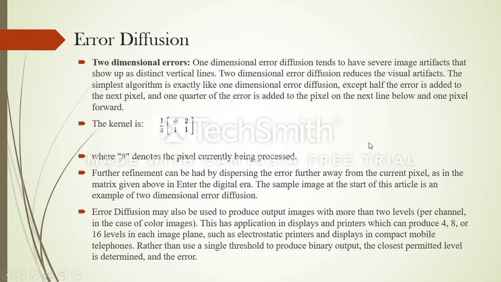Error diffusion may also be used to produce output images with more than 2 levels. This has application in displays and printers which can produce 4, 8 or 16 levels in each image plane, such as electrostatic printers and displays in compact mobile telephones, etc. Rather than using a single threshold to produce binary output, the closest permitted level is determined and the error is rectified.